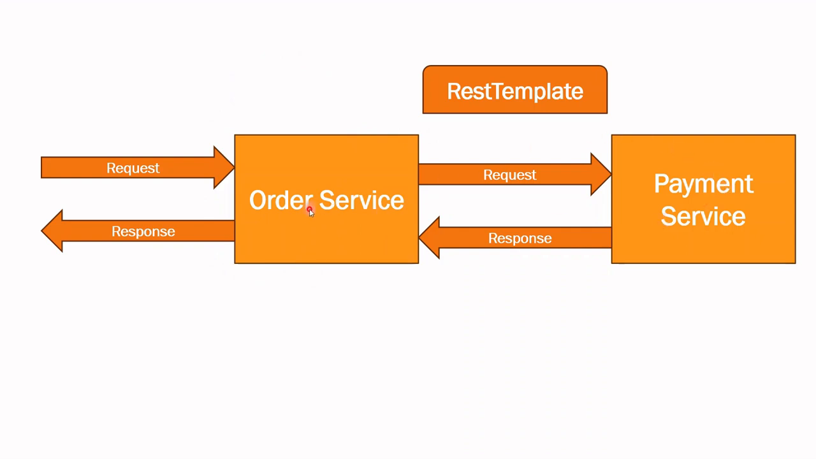Based on order ID, we were fetching whether the payment is done or not. If payment is done, we return: yes, your order is ready to deliver. If the payment failed, we are not getting the response that the order is delivered, we are getting the response that payment is pending. With the help of REST template we communicated between both services, order service and payment service. So we have done a real time example based POC.